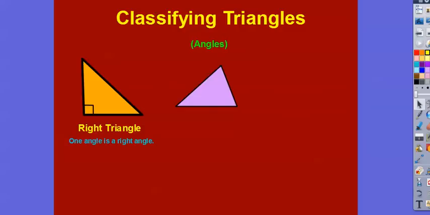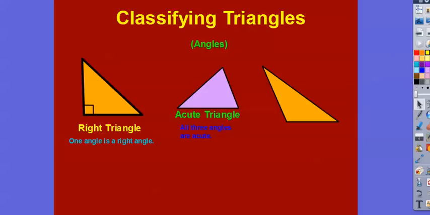The next one is, remember our discussion earlier today, looking at this angle, it's an acute angle, and this one's an acute angle, and this one's an acute angle. This is an acute triangle. And an acute triangle just means that all three of the angles are acute. And then our final one is an obtuse triangle. And an obtuse triangle just means that one of the angles is an obtuse angle. And that just means it's greater than 90.